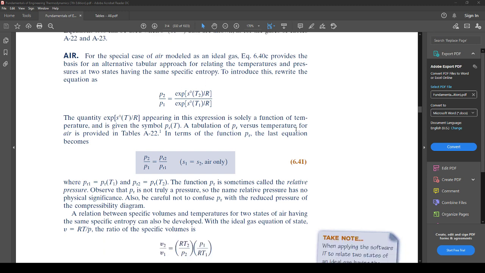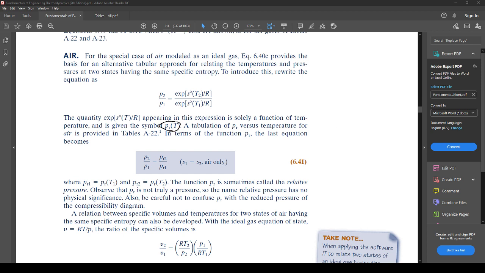Then it says the quantity exponential s°(T) over R appearing in this expression is solely a function of temperature and is given the symbol pr(T). So this right here is what we call, I think this is a reduced pressure, if I recall. I need to make sure that that is what I'm going to say. Oh, it's relative pressure. Okay, relative. Reduced is the other one. It's the one we used earlier in the class.